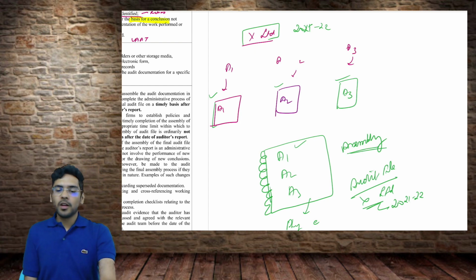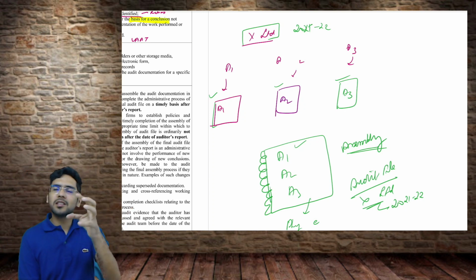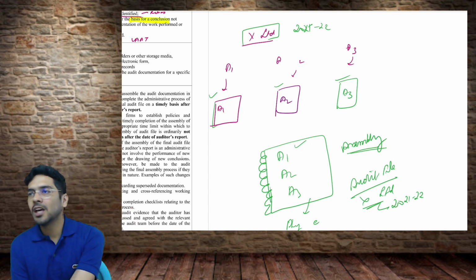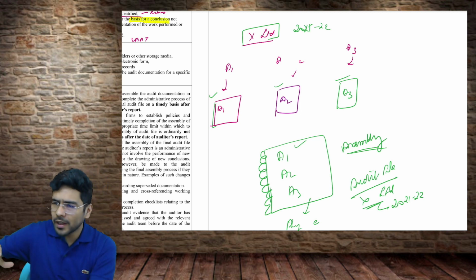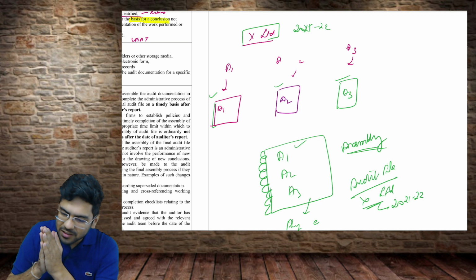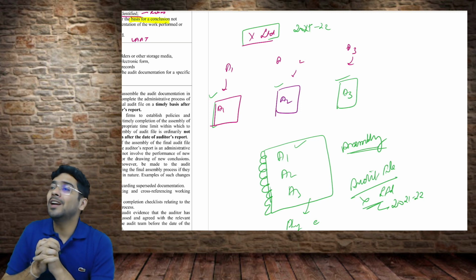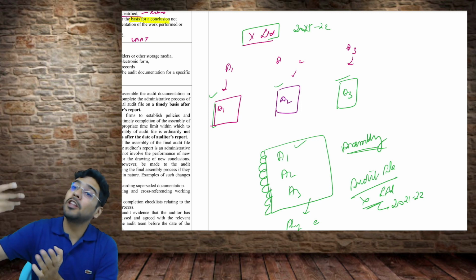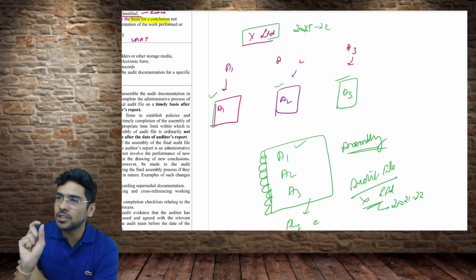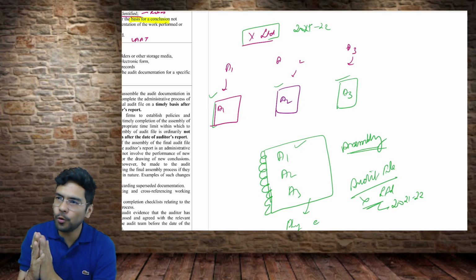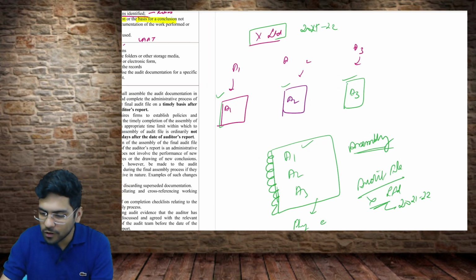Okay, so you know what, if this standard had not given some relaxation here, if it said to do the assembly process also during the audit, it might take a lot of time. So what the standard has said is basically, you can do the assembly after giving the audit report, after you are done with your audit report. So SQC1 has given certain timeline with respect to assembling of the audit file. Okay, so let's read this point.